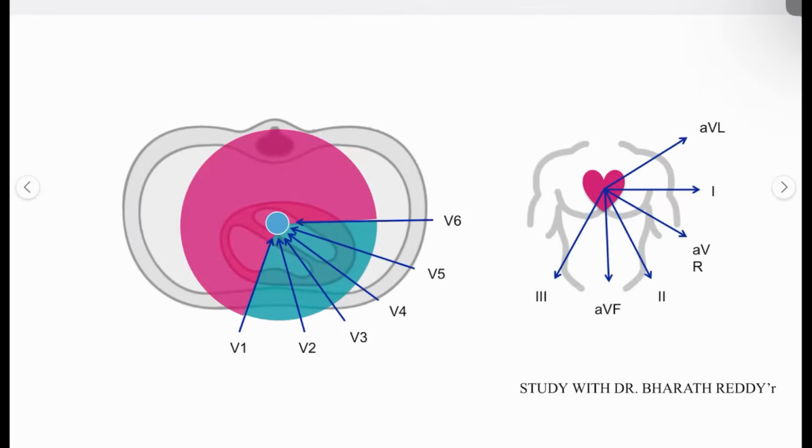Next, these are the precordial leads, your chest leads. Precordial are the chest leads. Horizontally, we look at the entire heart from the anterior, septal, posterior, and lateral sides, all these sides. So this is going to represent the chest leads, the precordial leads.